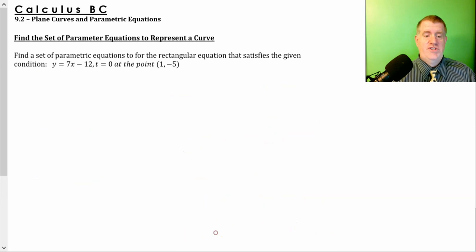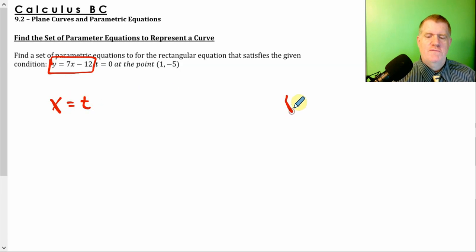All right, so last question. How do I take a regular old equation and turn it into a parametric equation? Well, it's actually pretty easy. You can just say, hey, let x equal t. So here's my first equation, x equals t. And then if I let x equal t, well, then y has to equal 7t minus 12.